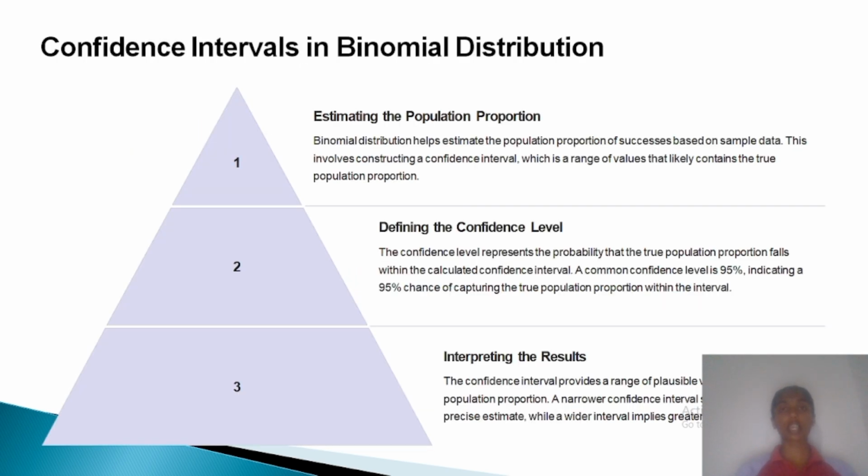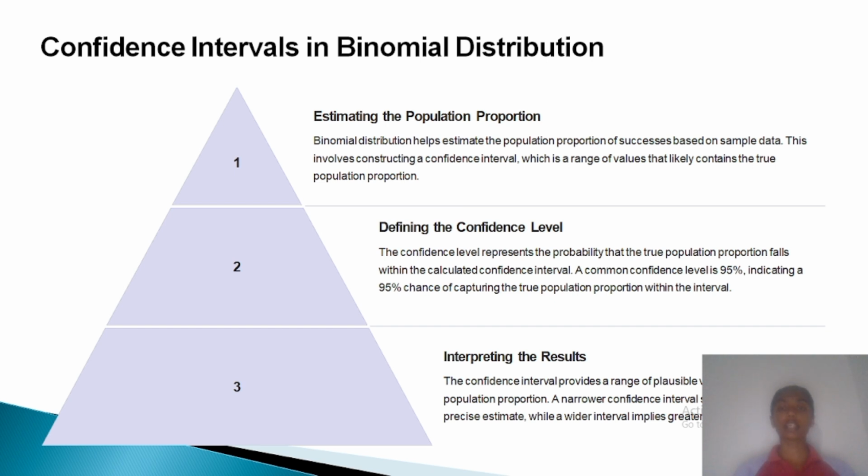Confidence intervals in binomial distribution. Estimating the population proportion. Binomial distribution helps estimate the population proportion of successes based on sample data. This involves constructing a confidence interval, which is a range of values that likely contains the true population proportion.